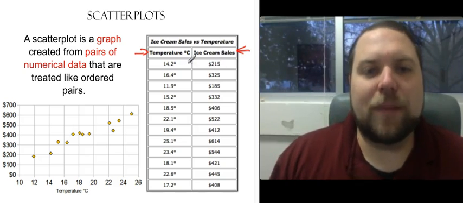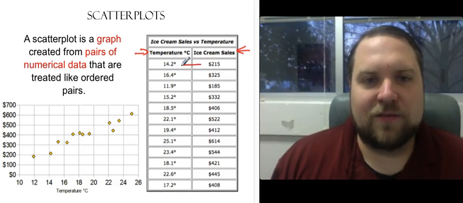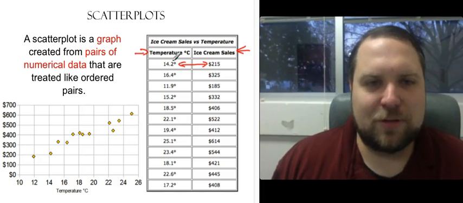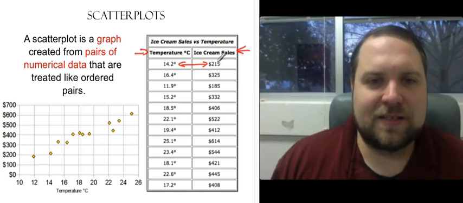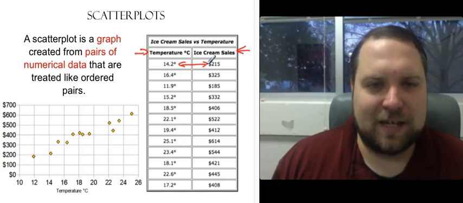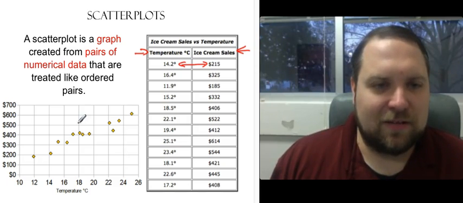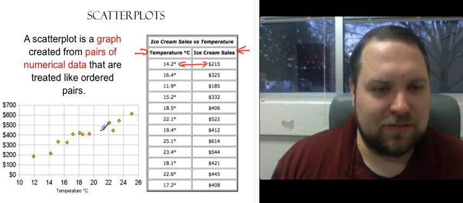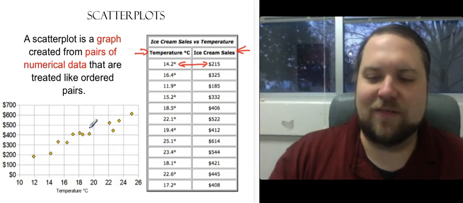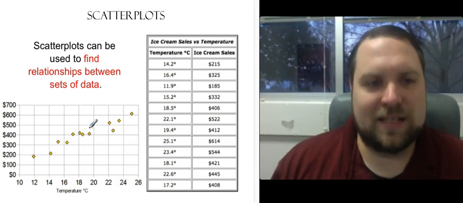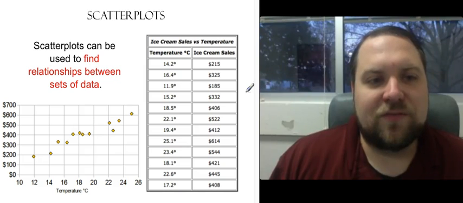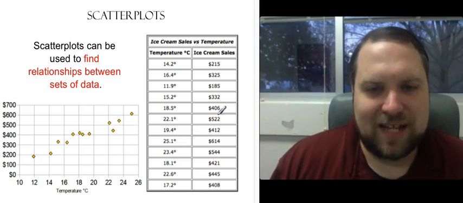And each one pairs up to each other. For example, this is the amount of ice cream sales when this is the temperature. So I've got two different things that I call variables, and they are connected, so I took the measurement of them at the same time, and it's numerical. And any data like that I can put into a graph and take a look at, and we call that graph a scatter plot. And the entire point of a scatter plot, the reason we create these, is that we use them to find relationships between sets of data.